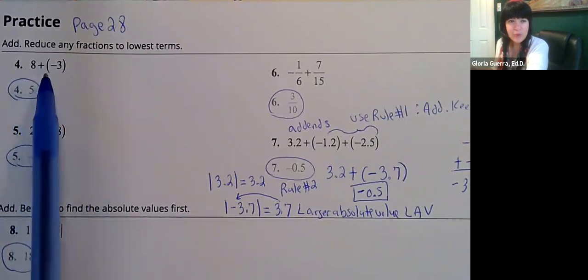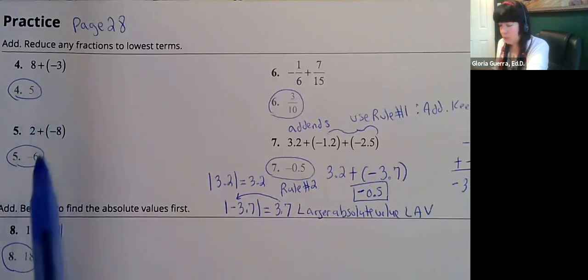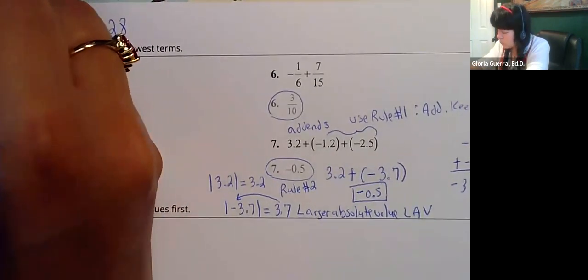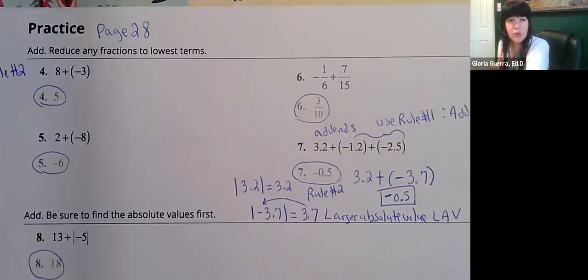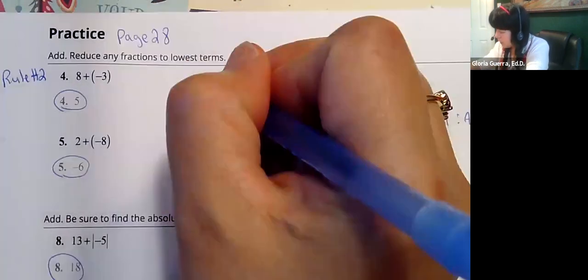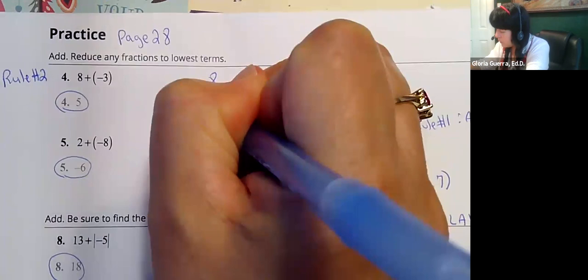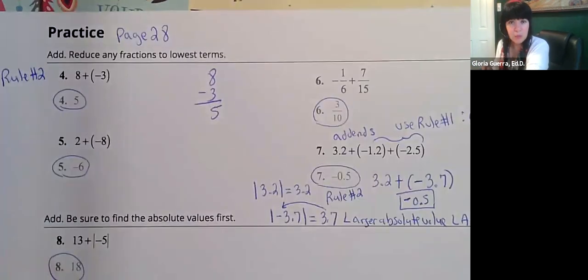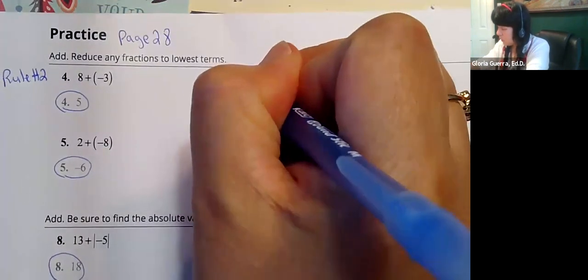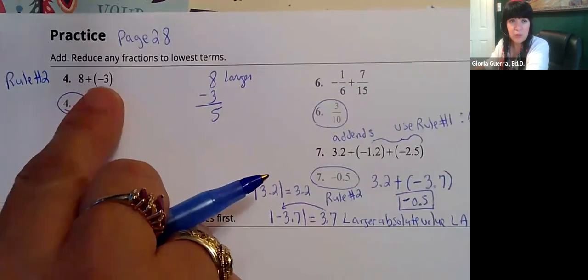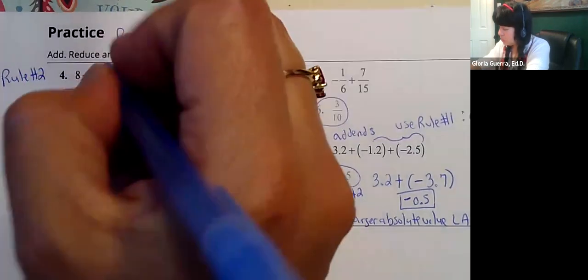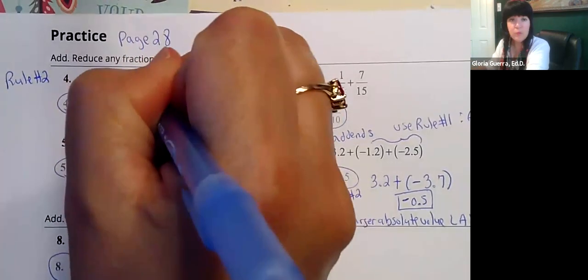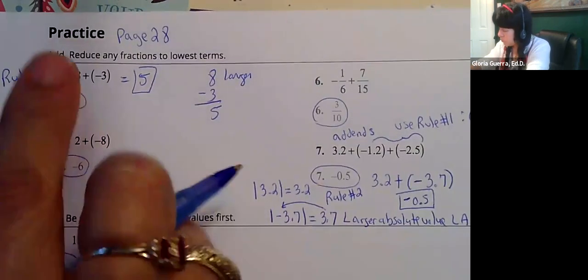Let's look at number four, 8 plus negative 3. That is rule number two. That is you adding two numbers with different signs. So you want to subtract. On the side, I'm going to show 8 minus 3, which is 5. And then you're going to keep the sign of the number with the bigger absolute value. 8 is larger than 3, so you're going to go with the sign of the positive. So this is just 5. And that's what the book says, that the answer is 5.